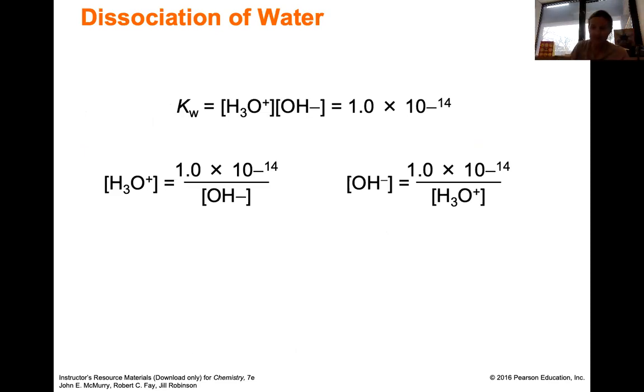Because of this equilibrium, we can always figure out the H3O plus concentration if we know the OH minus, and vice versa. On the left-hand side, if you know the OH minus concentration, you can divide the Kw by that concentration to get H3O plus. And on the right-hand side, the opposite. If you know the H3O plus concentration, the hydronium ion, you can calculate the OH minus. So this equilibrium expression is always valid, even if you don't have pure water.